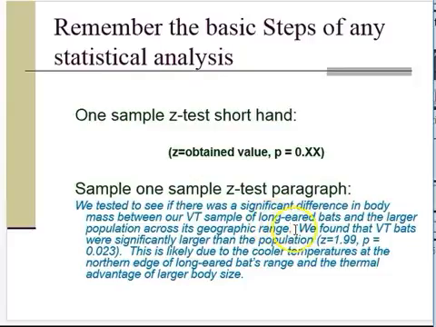The second piece is to report your actual results with the shorthand from the z-test. So I say, we found that Vermont bats were significantly larger than the population. I enter my z that tells them the test, my obtained value, and the p-value associated with that. Then comes the interpretation part. This is likely due to the cooler temperatures at the northern edge of long-eared bats' range and the thermal advantage of larger body size.